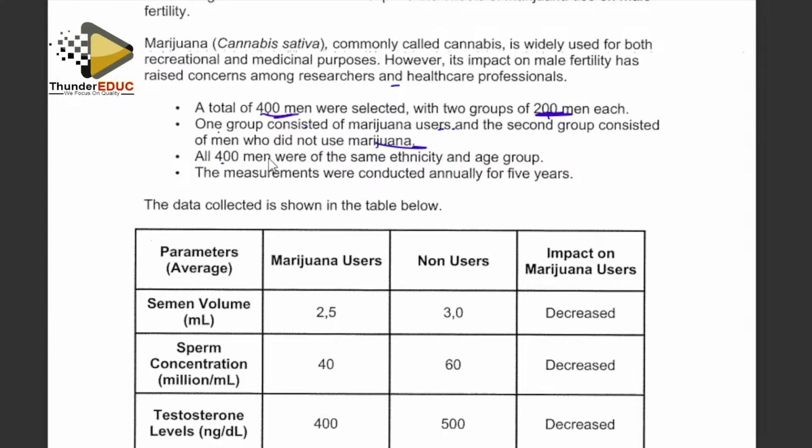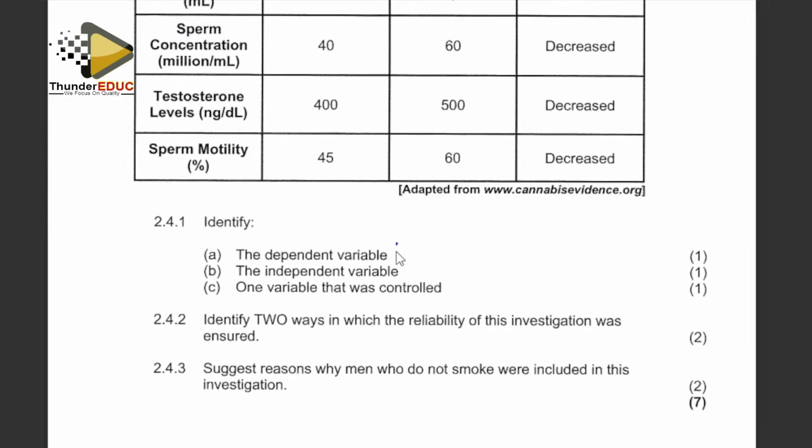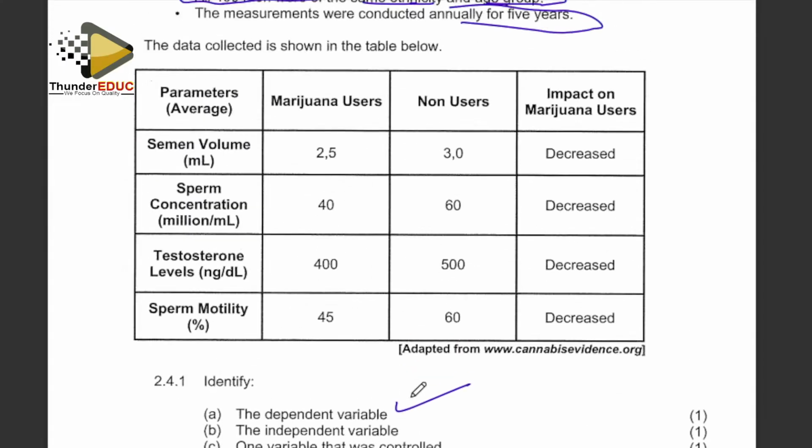They're saying that the 400 males were of the same ethnicity and age. Oh, this one is going to help us maybe. They're saying that the measurements were conducted annually for 5 years. Also, that one can help us. All right, question number 1. Identify the dependent variable. They are starting with the dependent variable.